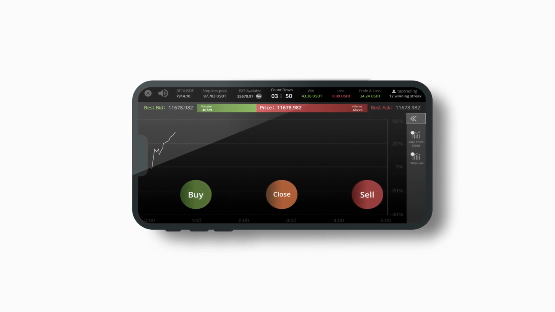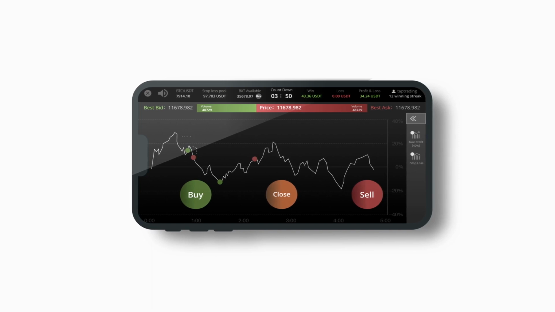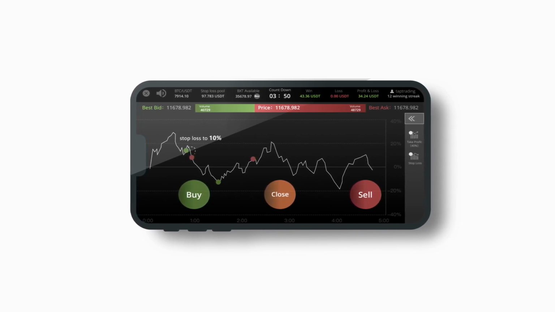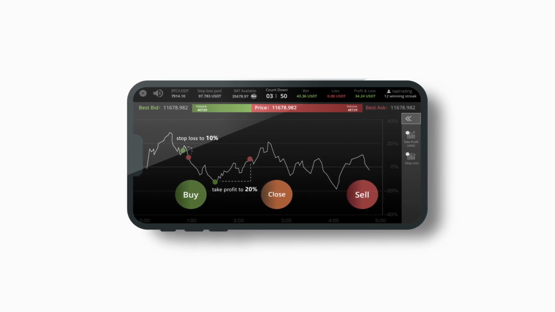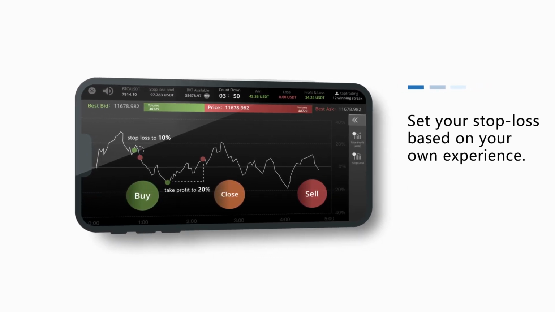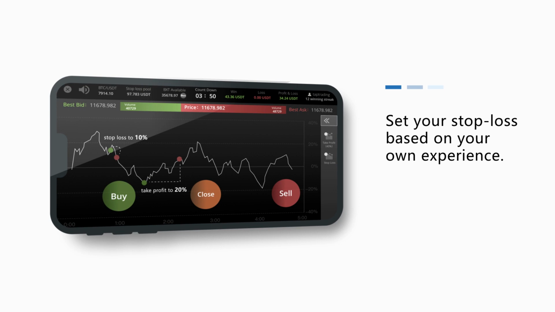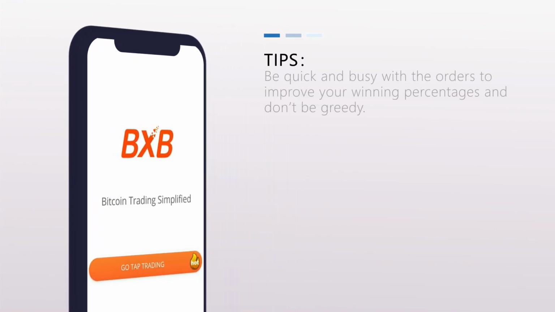Simultaneously, you can really use the stop loss function for tap trading with this tactic. Just set the automatic stop loss to 10% and the automatic take profit to 20%, and all you'll need to do is to place your order to buy a point, then let the system automatically cash you out. It also keeps you from being greedy. Of course, you can never set your stop loss based on your own experience. Tips: be quick and busy with your orders to improve your winning percentages, and don't be greedy.